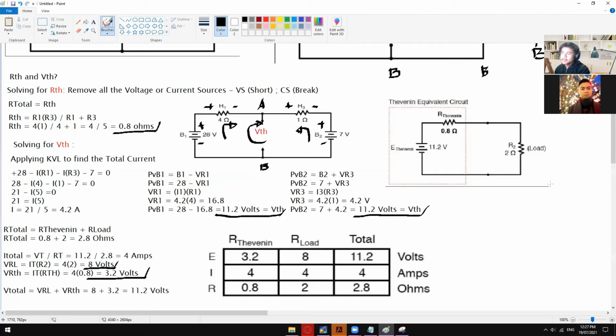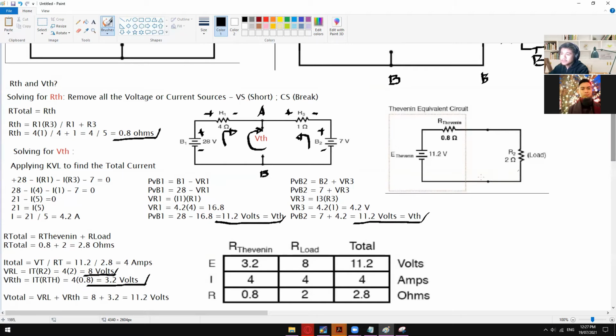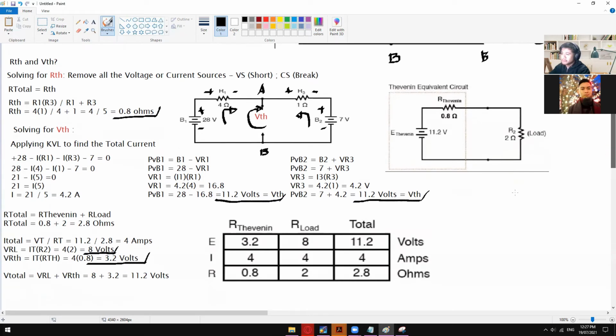Okay, very good. So mostly the question when it comes to Thevenin's theorem is what is the voltage that is flowing on our R load, or what is the current that is flowing on our R load. Okay. For some cases you might be asked to solve the voltage across R Thevenin, but mostly it's the R load. So these are all the possibilities that we can solve with this kind of circuit.